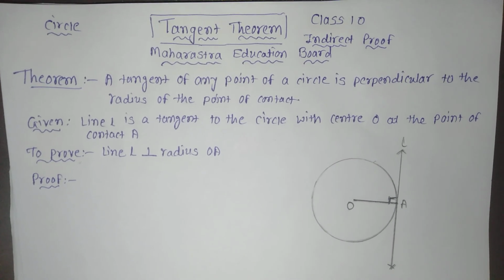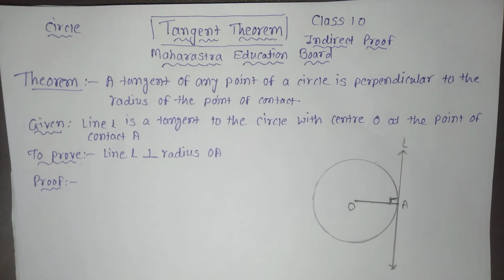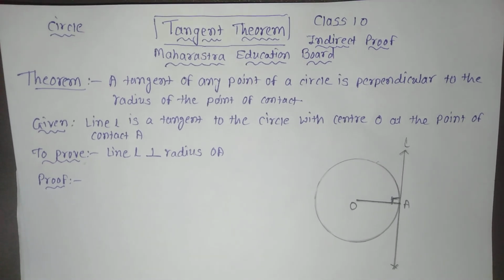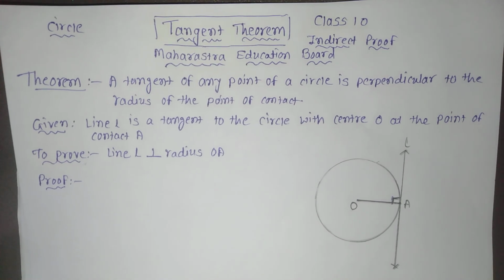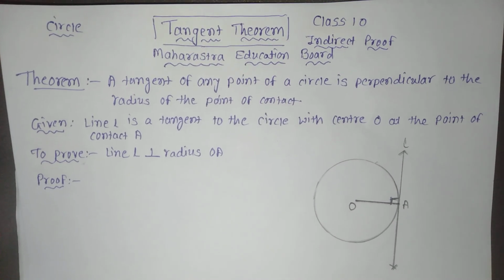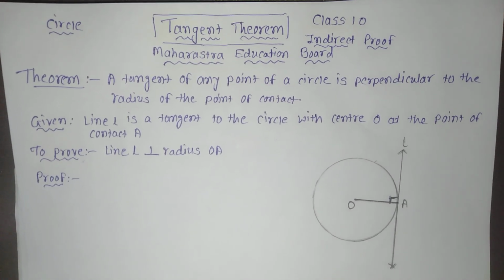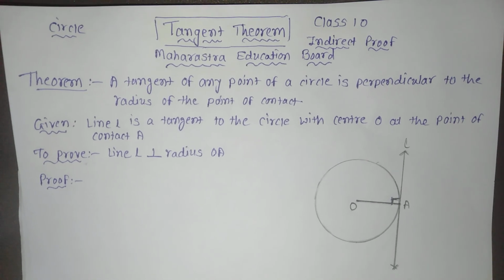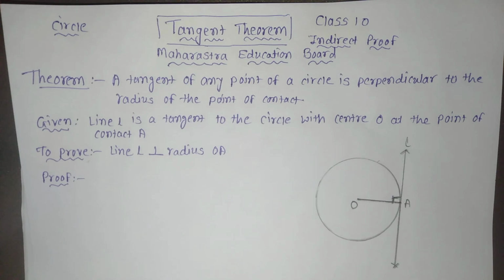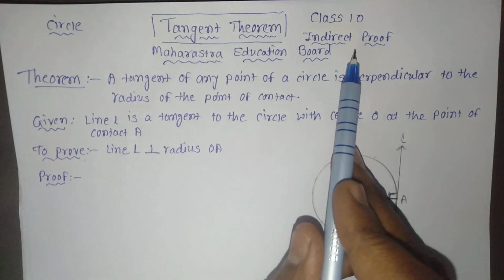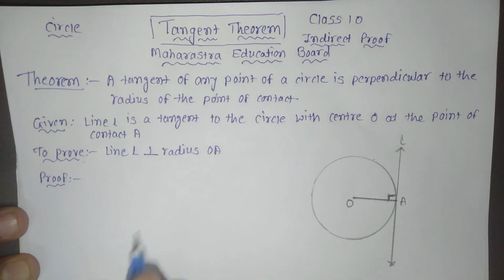Assume that line L is not perpendicular to segment OA. You know, in indirect proof what do we do? First we assume that whatever we want to prove is not true. Then we try proving, and ultimately we show that whatever we have assumed is wrong. So it is proved. This is how we prove it by the indirect proof. So let us begin.